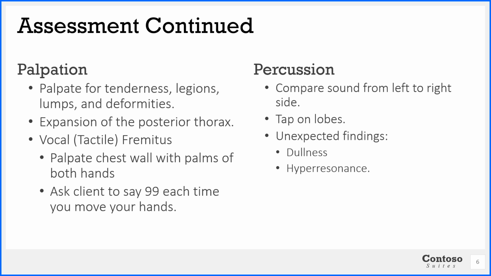Percussion. Compare sound from left to right side. Tap on the lobes. Unexpected findings, I apologize, unexpected findings are dullness and hyperresonance. Dullness is that thud instead of a resonant sound. And hyperresonance is that bounce. It's like boom boom boom, like a drum.